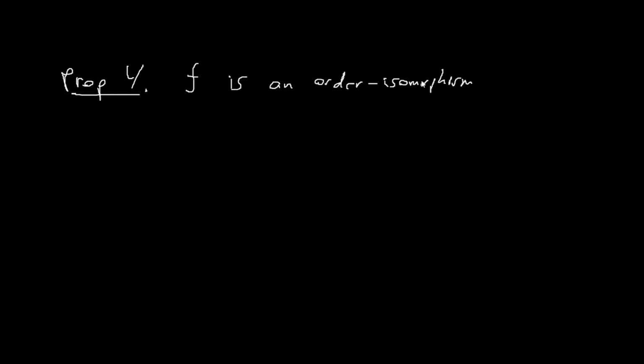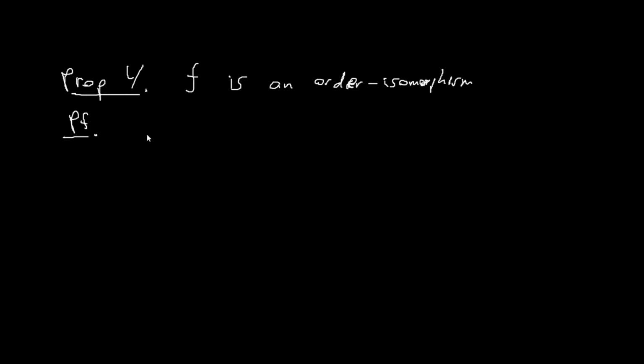Okay, so now we just have two more propositions to go through, and that will complete the proof in its entirety. The first proposition about our function f that we just established is that f is an order-isomorphism. And what this means is that it's a bijection that preserves the ordering relation between elements.